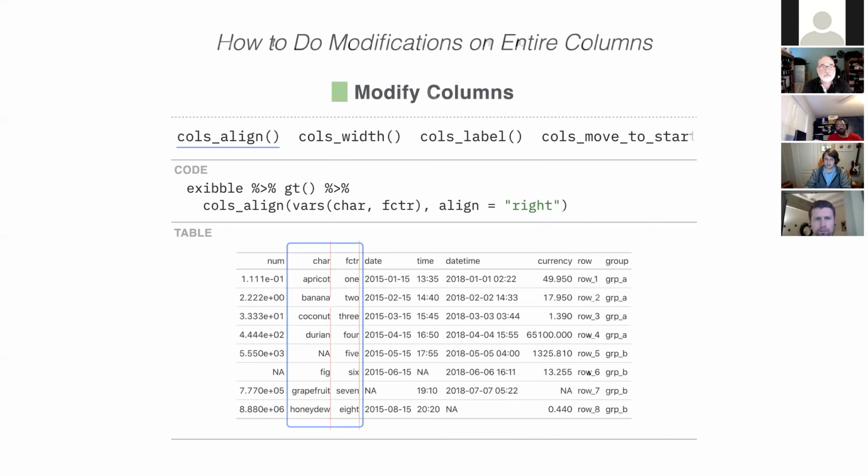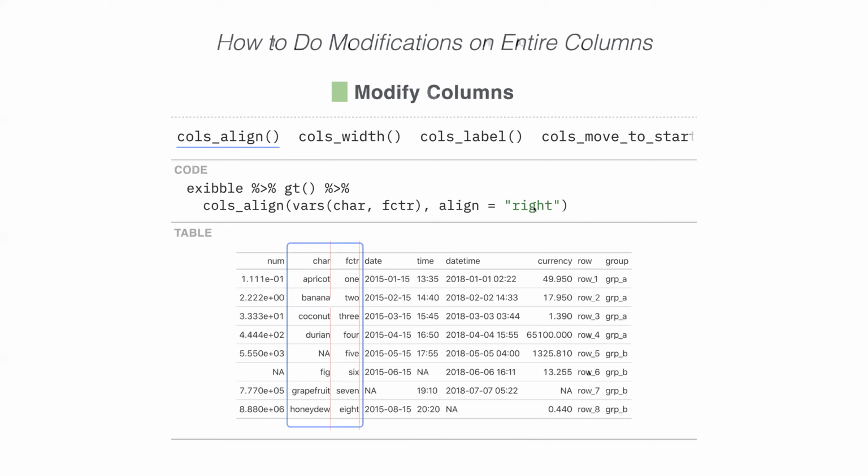Okay. So you can do modifications on entire columns, like alignment. By default, GT will align certain columns' values for you in the most natural way. But say you want your text to go to the right, not left aligned. You can do that right here. You just choose char, factor, align right, and there you go.